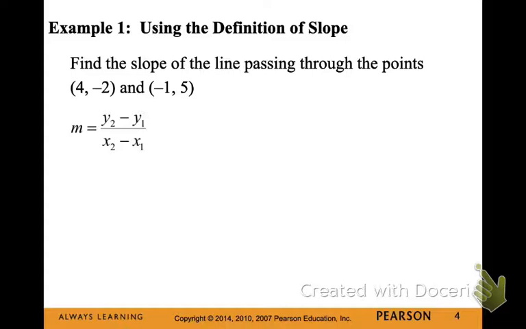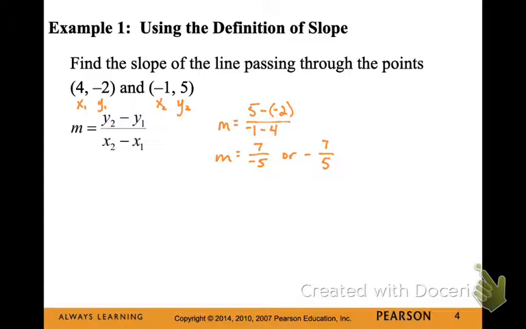Let's use the formula of slope and find the slope. Just to review, the formula of the slope is the difference in two y values divided by the difference in x's. You can arbitrarily name one of your points point 1 and the other point 2, and then you subtract your y's over your x's. So we have 5 minus negative 2 over negative 1 minus 4. That will simplify to 7 over negative 5. So our slope is negative 7/5.